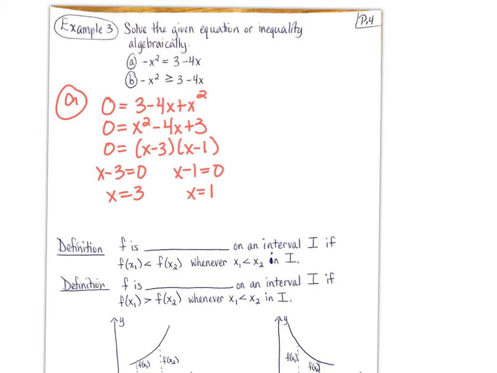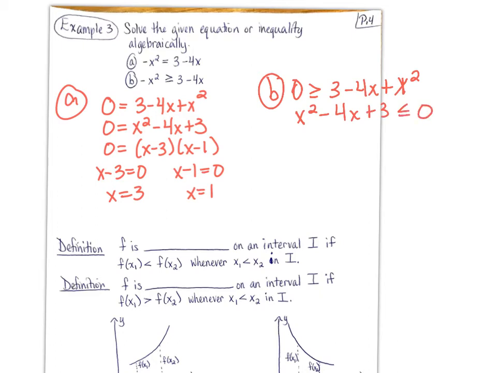For part B, we want to solve the inequality negative x squared is greater than or equal to 3 minus 4x. And this is a similar way. You have 0 for part B. You would have 0 is greater than or equal to 3 minus 4x plus x squared. Or we can rewrite this and say x squared minus 4x plus 3 is less than or equal to 0.